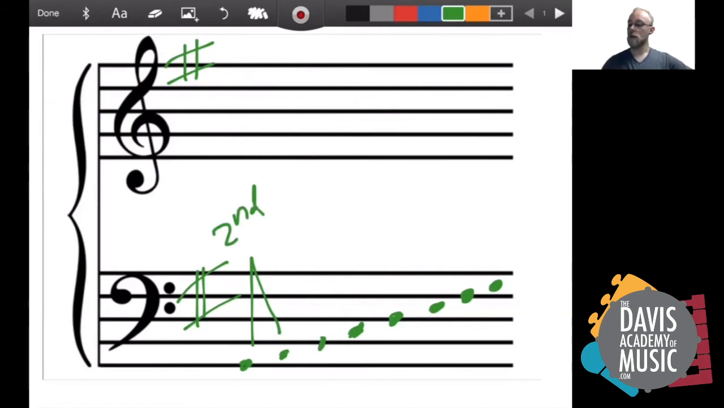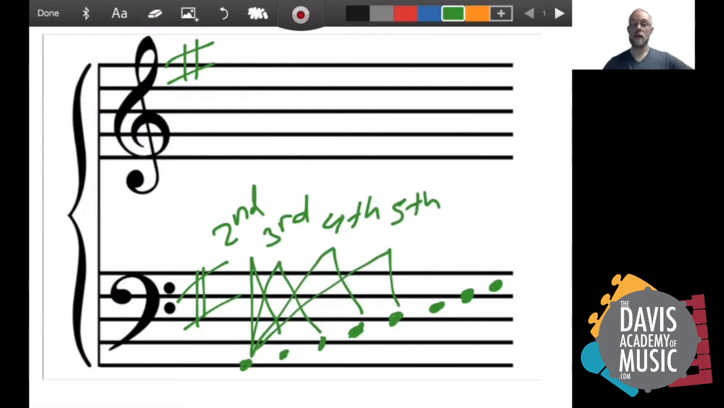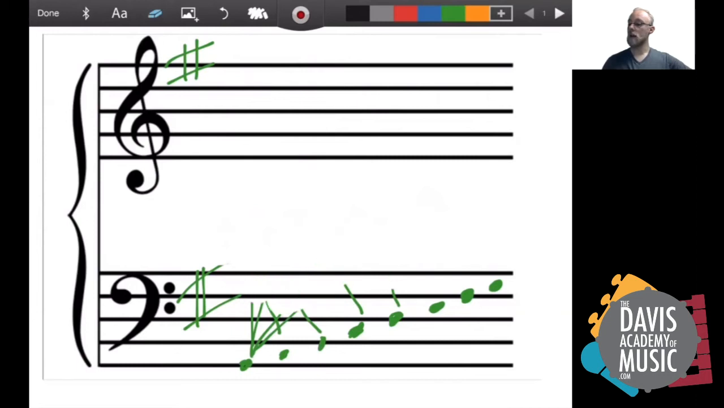From the bottom note, the tonic, to the third note of the scale, we would get a third. From the bottom note to the fourth note, we would get a fourth, and we would get all of the subsequent intervals. We keep going: fifth, sixth, seventh, and ultimately an octave. Now we can also find different qualities of intervals as well.